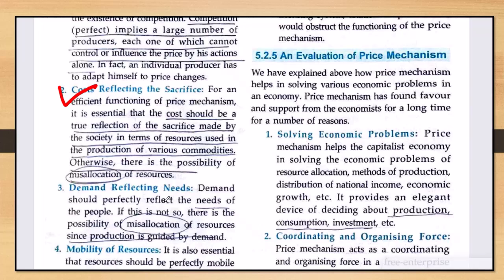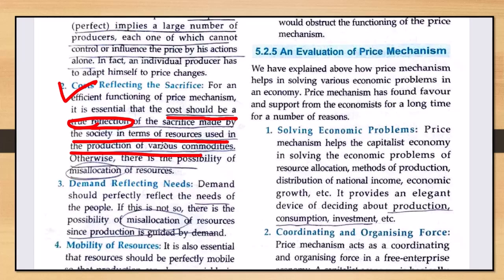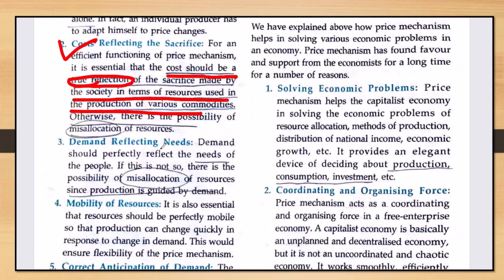So when we are talking about the price mechanism, it is very essential that the price of the commodity should also reflect the sacrifices made behind the production of that commodity. It is essential that the price should be a true reflection of the sacrifice made by the society in terms of resources used in the production of various commodities. Now, what does this mean? Some students ask what this means.